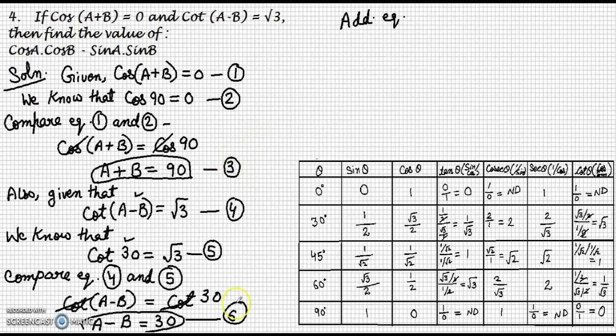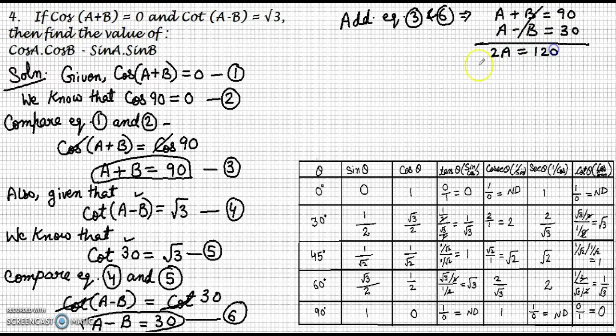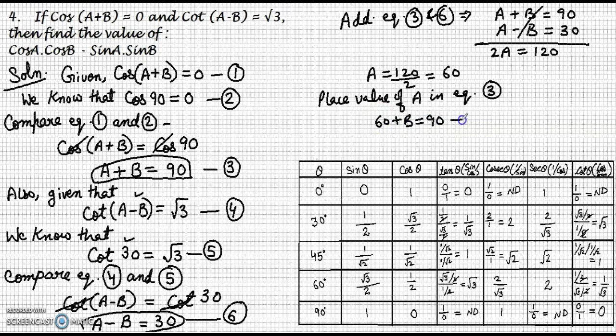So add equation 3 and equation 6 and we get A plus B equals to 90 degrees, A minus B equals to 30 degrees, and we add them and we get 2A equals to 120 degrees. And from here we get the value of A as 120 by 2, which is 60. And when we place this value of A is equals to 60 in equation 3, we get 60 plus B equals to 90. That means B is equals to 90 minus 60, which is 30. Now we have the values of A and B, which are 60 and 30 respectively.